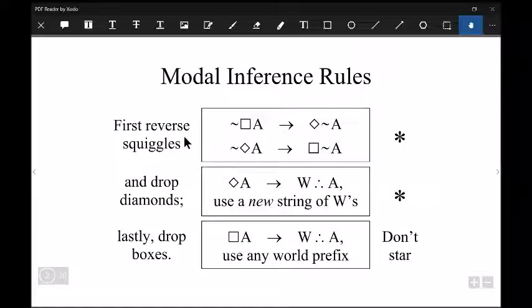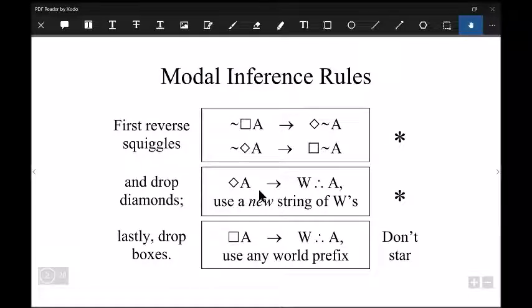For inference rules, the first thing you do is reverse squiggles. So if you have not necessary, you move to possible not, or not possible, necessarily false. You use these whenever you can, if the whole line begins with a not and then a box or diamond. The rest of it can be more complicated. Then you start the step and henceforth forget it.